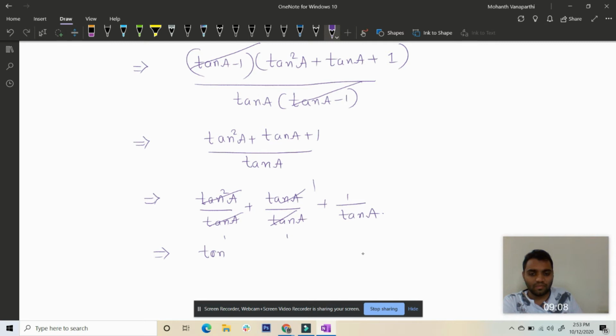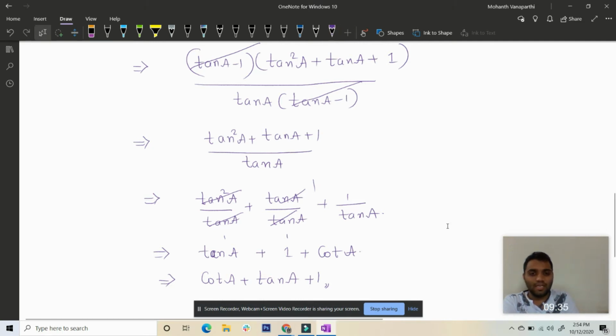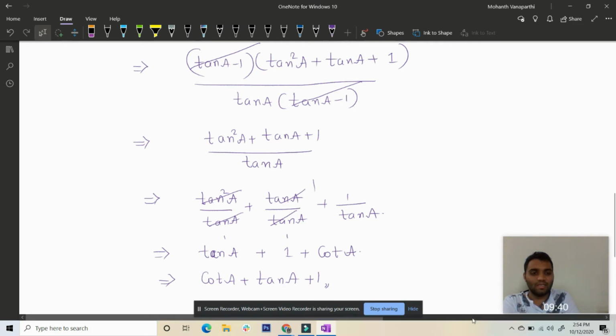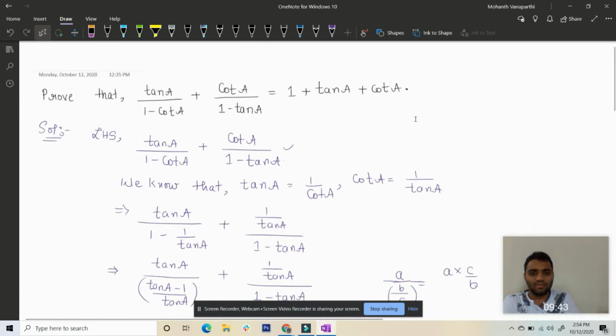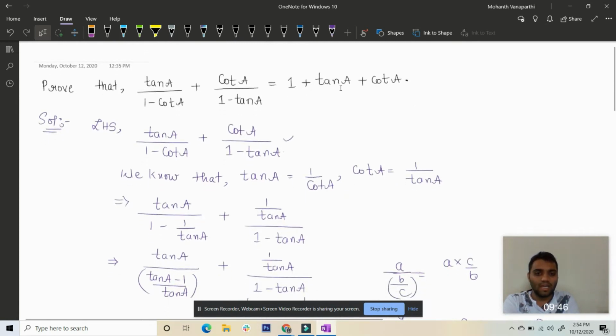Now tan A plus 1 plus cot A. So finally the answer is cot A plus tan A plus 1. If you observe this and also the RHS part in the given question, they look very similar. Finally the answer we got is cot A plus tan A plus 1, and let us see what is there in the RHS part. In the RHS part we have 1 plus tan A plus cot A.